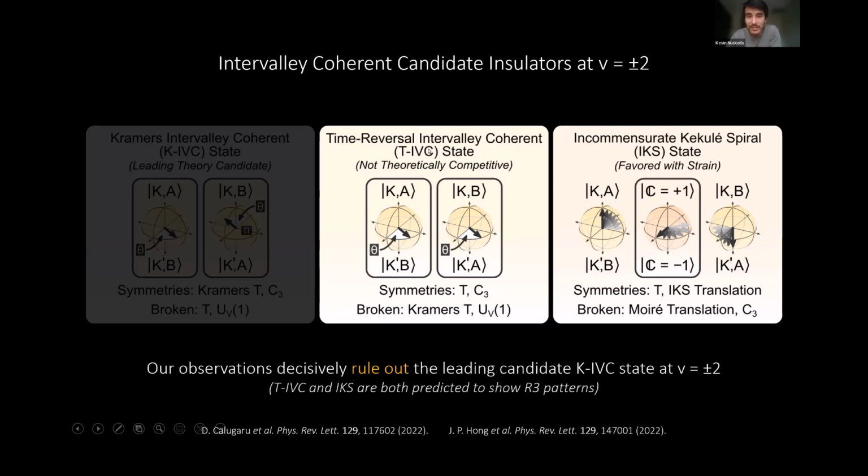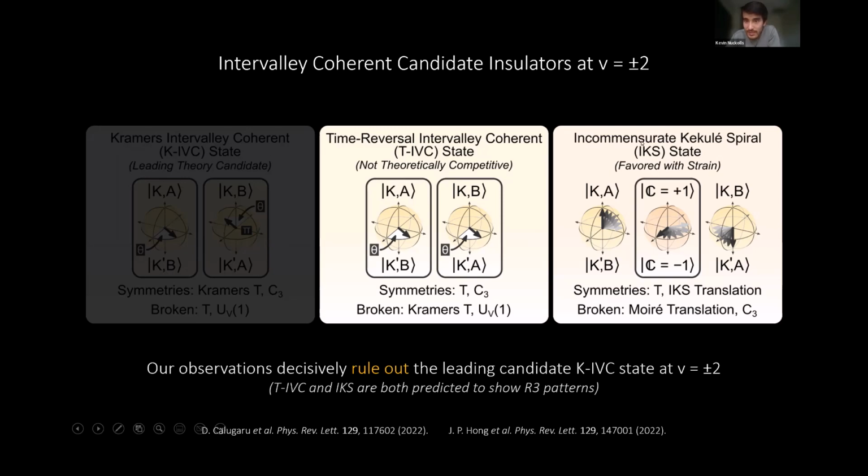or the TIBC state. This is thought not to be theoretically competitive due to numerics, but does indeed have an R3 pattern. It preserves time reversal symmetry upon exchange along the diagonal. And it's kind of a blander cousin, or a simpler cousin, of the Kramers intervalley coherent state.